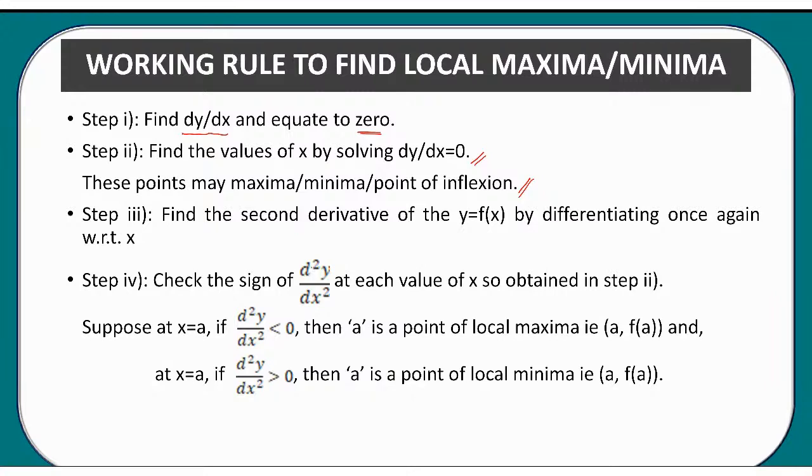At that particular value of x, if the second derivative is negative, then we say the function attains a maximum at x equal to a, and f of a is the maximum value of the function. If the second derivative is positive at x equal to a, we say the function attains a minimum and f of a is the minimum value of the function.